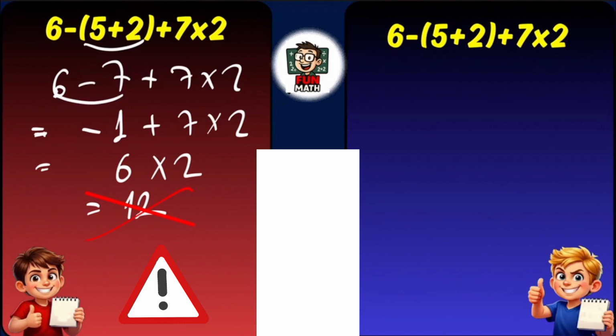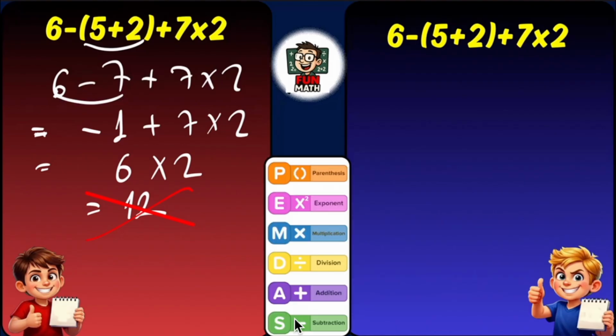Because while solving the problem, we should have paid attention to the order of operations. The order of operations is called PEMDAS. P stands for parenthesis, E stands for exponent, M stands for multiplication, D stands for division, A stands for addition, S stands for subtraction. Here we have another rule.